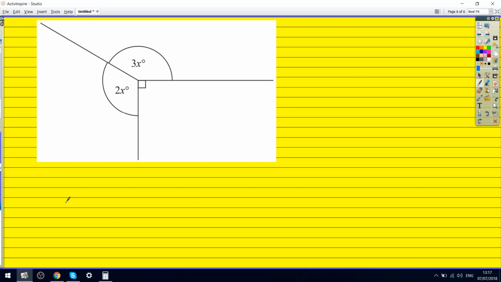Okay, any idea how you do this? 2x degrees and 3x degrees. And there's one more. What do we have to work out? You have to find what x is.